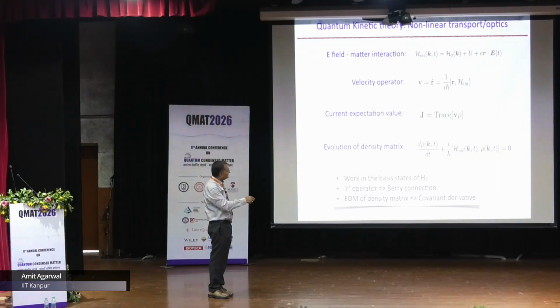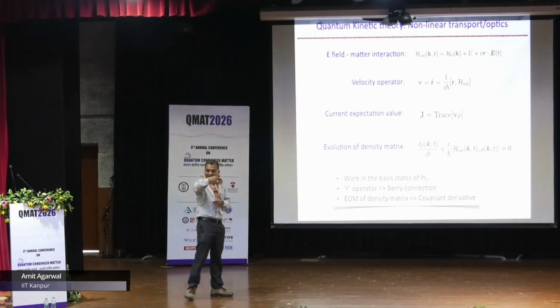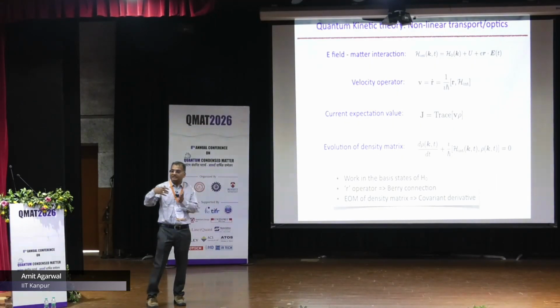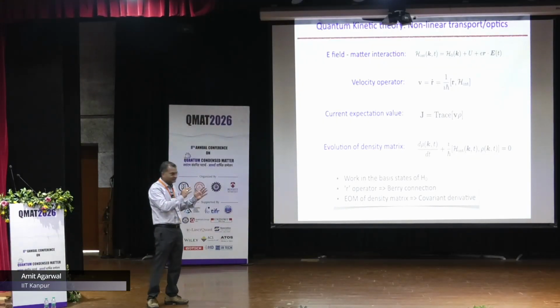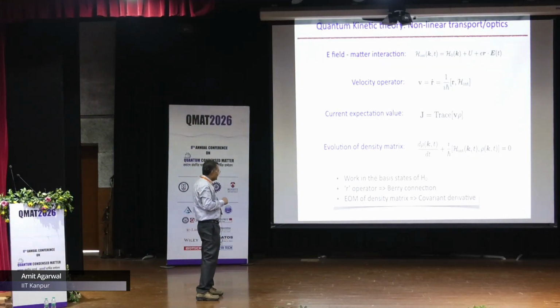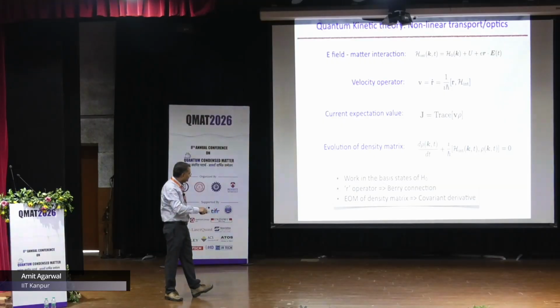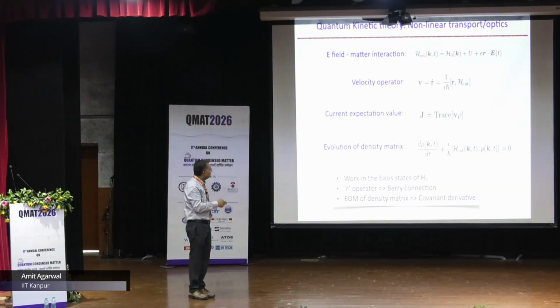The R operator here is the derivative in momentum space. That captures the derivatives of the wave function, which translates to band geometric quantities, etc. There are some mathematical things you need to take care of, covariant derivatives, etc. We will not worry about that.